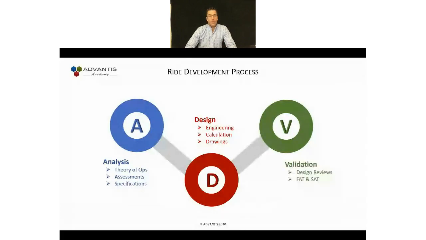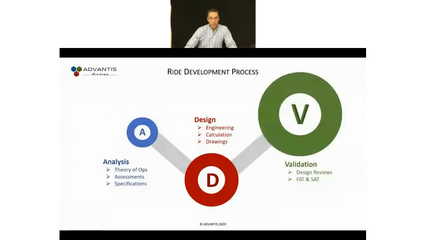Validation is design reviews and all the acceptance tests, such as FAT, factory acceptance test, and site acceptance test. Well, this looks very balanced, but let me tell you, what I've seen in these years is the analysis portion is hardly there, and the size of the circle represents the hours spent on each of these phases. So usually very little is done up front.